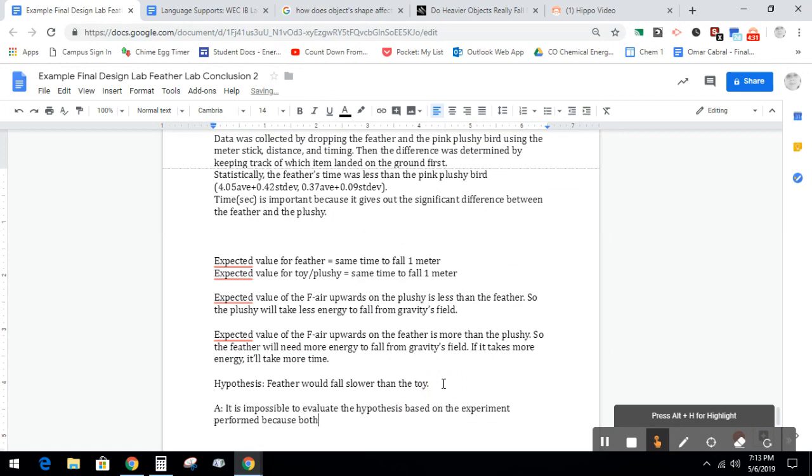Right? Because both the object's shape and mass were changed, so it's impossible to determine what actually changed the time it took the object to fall 1 meter.